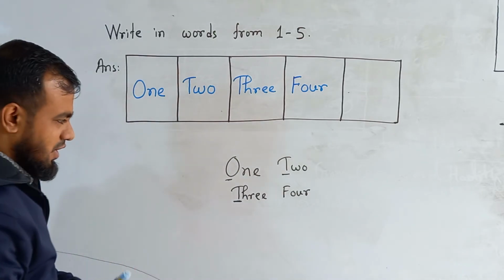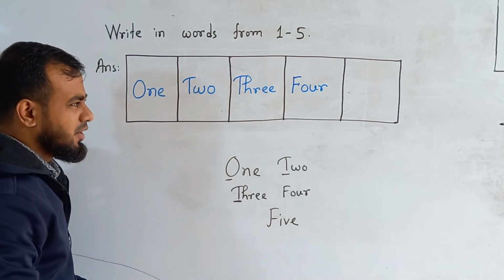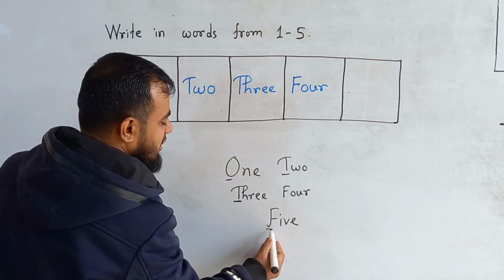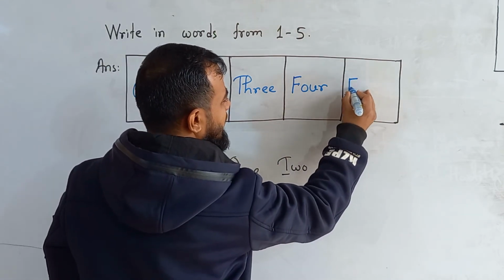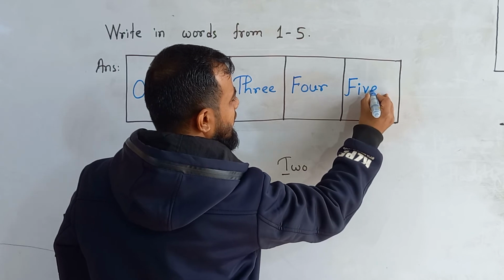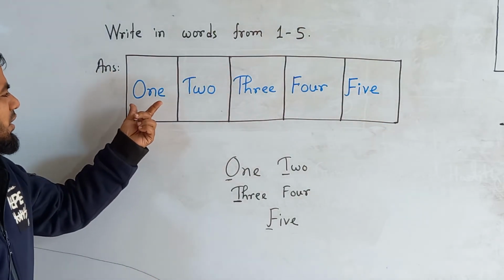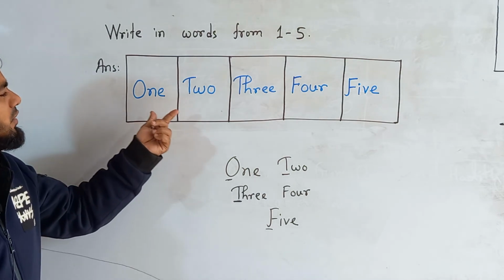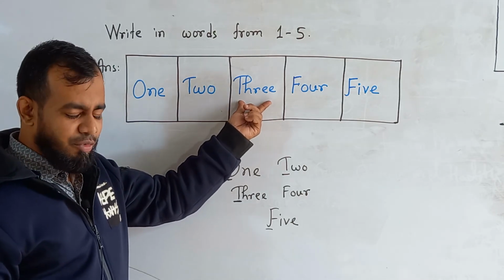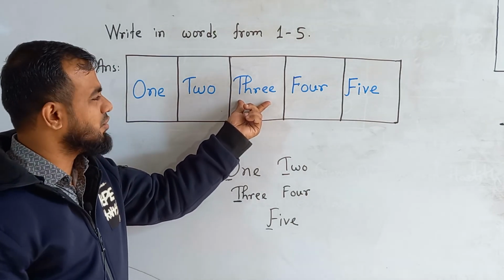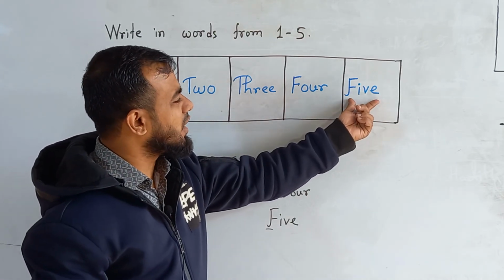It's F-I-V-E, 5. Okay. And remember again, the first letter must be in capital. So the last spelling is F-I-V-E, 5, which is our last word today. So the words I have written down here are O-N-E, 1, then T-W-O, 2, then T-H-R-E-E, 3, or you can say T-H-R-E-E, 3, then F-O-U-R, 4. After that the last number of today is F-I-V-E, 5.